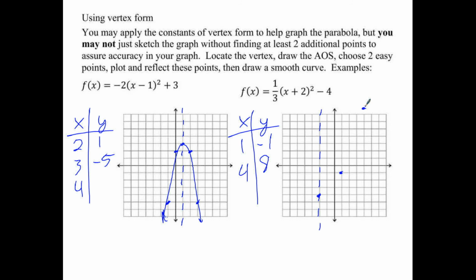We reflect. Okay, and then this one, 1, 2, 3, 4, 5, 6. So 1, 2, 3, 4, 5. Total guessing game on that point, but that's okay. And then we draw in our parabola.